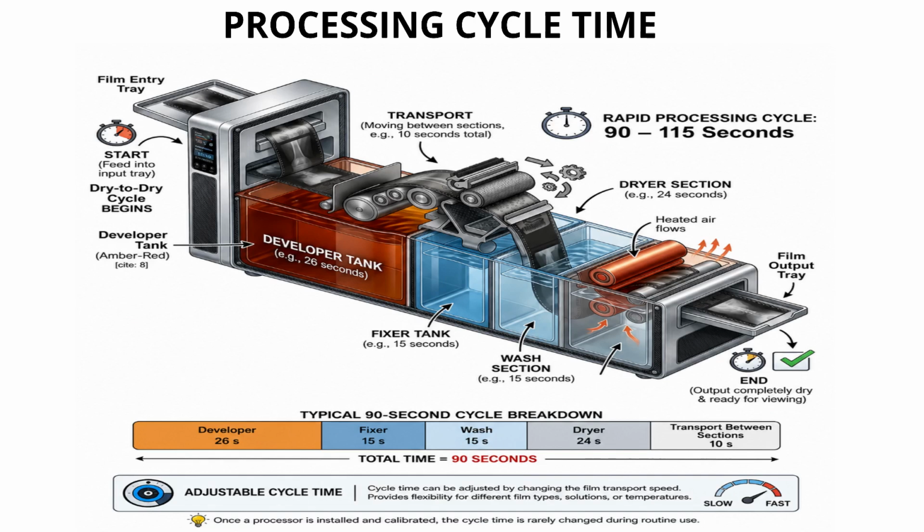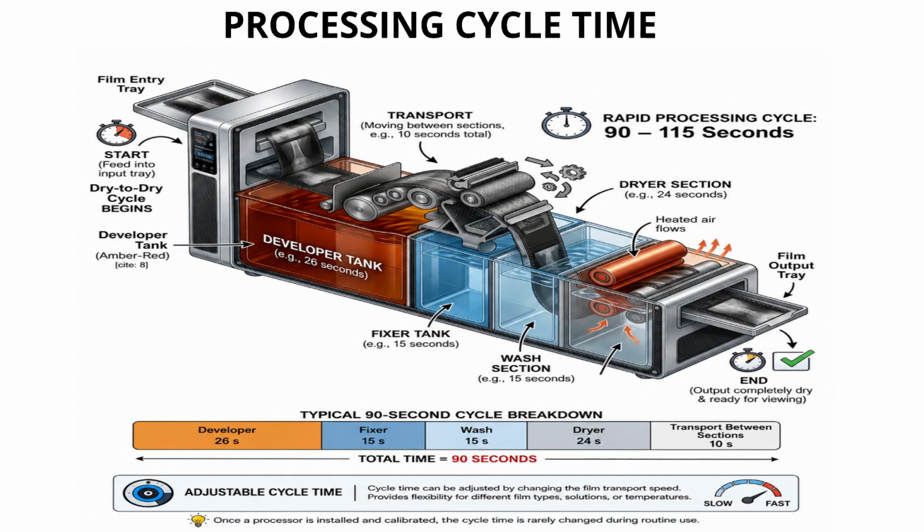During a typical 90-second cycle, the film spends about 26 seconds in the developer, 15 seconds in the fixer, 15 seconds in the wash section, 24 seconds in the dryer, and 10 seconds moving between sections.